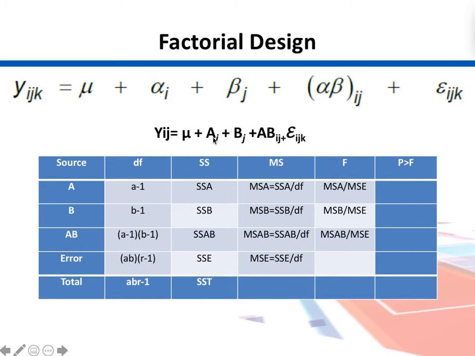Suppose the treatment is A here, and then beta represents the second, and it has the subscript j in it. And then we have this interaction term in the model, alpha and beta, they interact with each other, and the subscripts are ij, and we have the error term now with subscripts ijk.